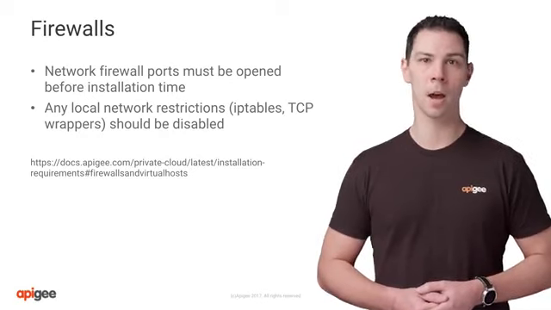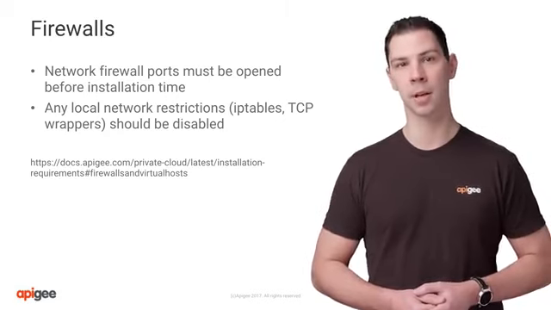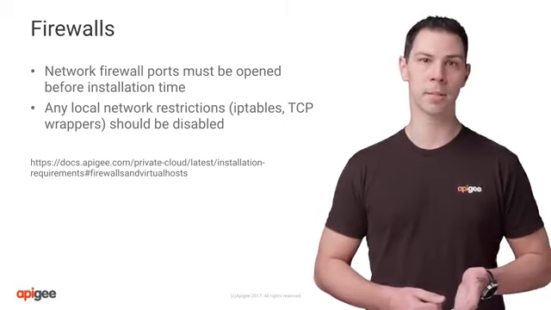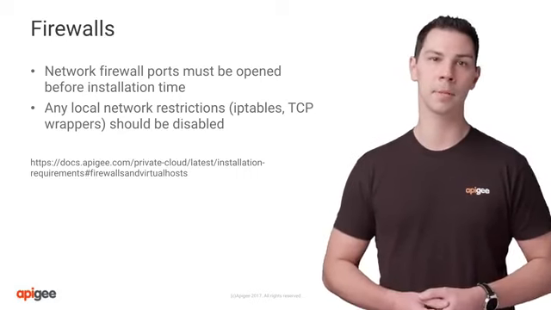As part of the infrastructure provisioning process, you should ensure that the firewall ports discussed in the deployment planning module are opened between network zones within regions as well as across regions. You should also disable host-based network restrictions such as those enforced by IP tables and TCP wrappers.